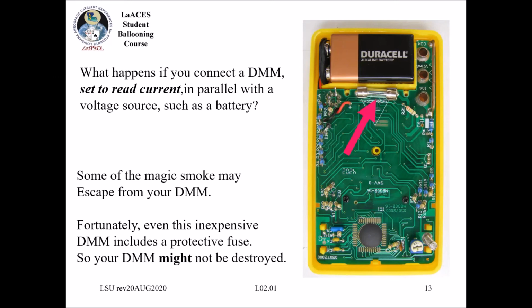important to pay attention to how those leads are set up when you're measuring current, and then also putting them back to the voltage reading whenever you're done measuring that current. You should always check that.